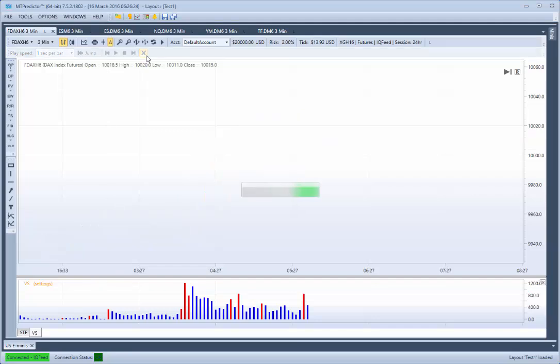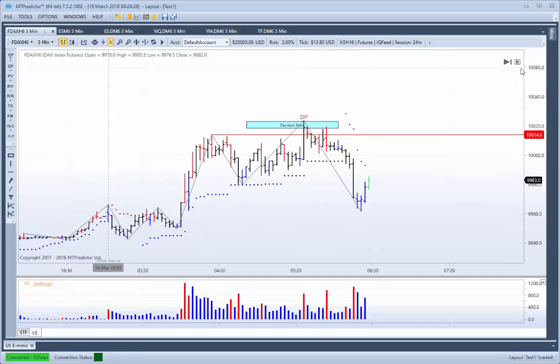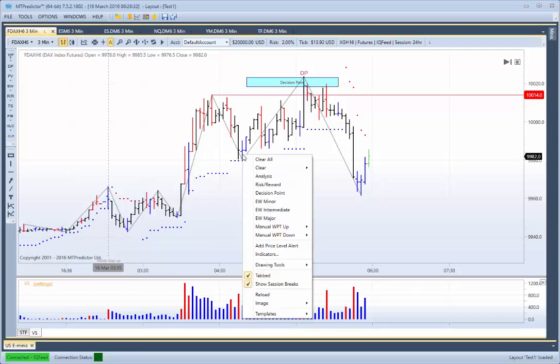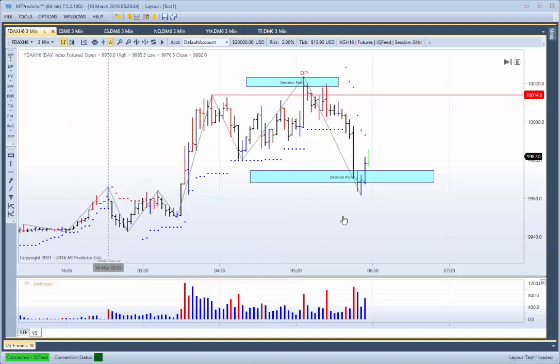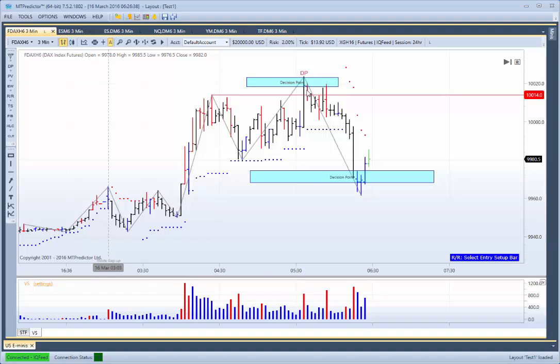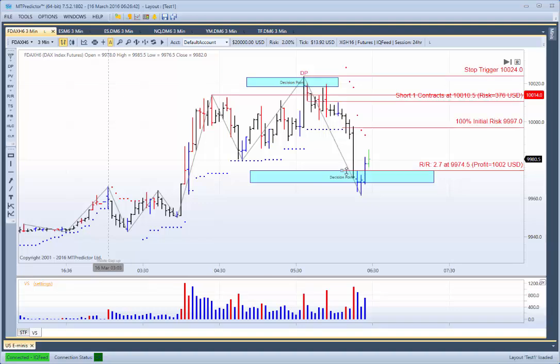If I now turn training mode off, you can see the market has now declined very nicely indeed. Our initial target would be the DP from the prior swing down here, which is where the market's got to, and you can do your manual risk reward in and around the red sell bar down to that target there, and as you can see that would have been a nice 2.7R profit. So a very, very good trade.